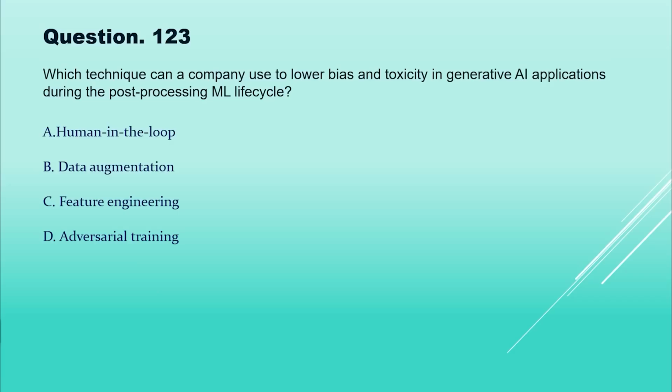So the correct answer here will be option A, human in the loop, because it involves incorporating human reviewers into the model's post-processing workflow to evaluate and refine output generated from the AI. So option A is correct here.